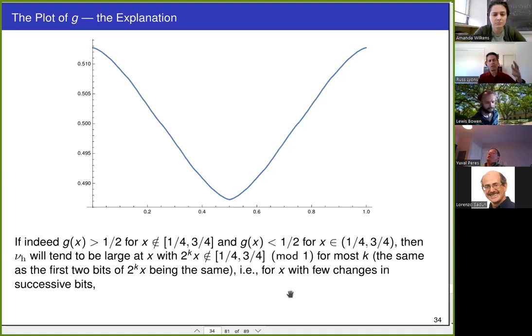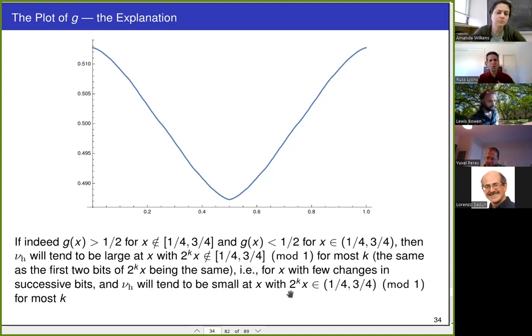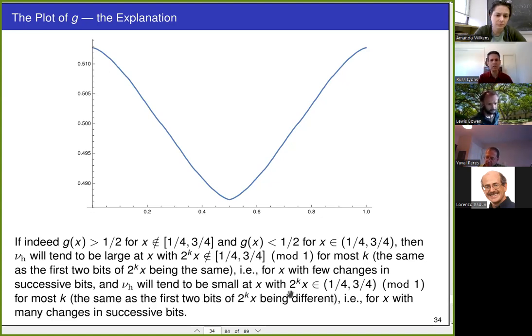In other words, there are so few changes in successive bits, a 0 followed by 0 or 1 followed by 1, that's most of the time. Whereas it's small when you're multiplying from the middle more often, which means changing bits. So if g really looks like that, that would explain the picture we saw, where the more changes in bits you see, the smaller the harmonic measure.